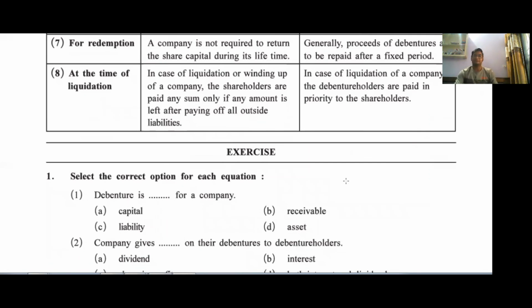Okay, so this is the theory part that I have completed, and from the next class I am going to start the practical sums.